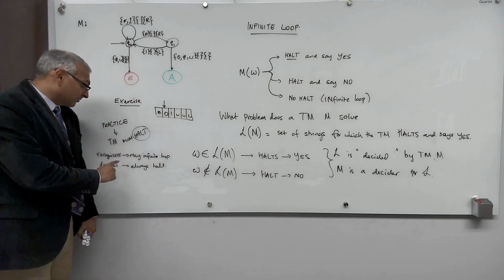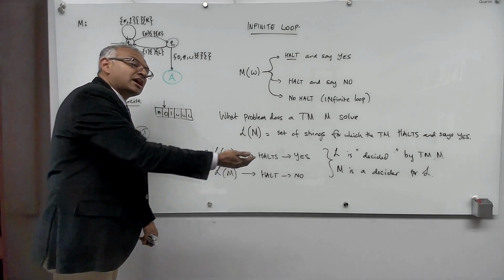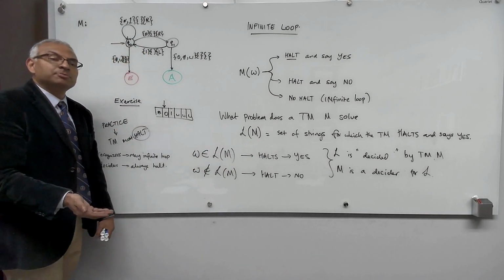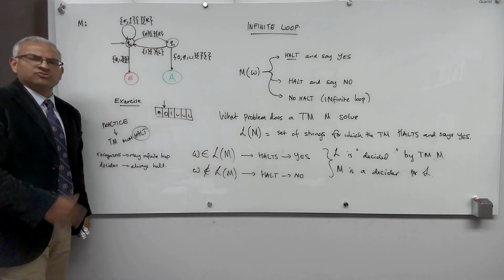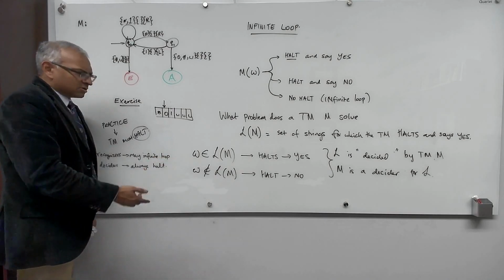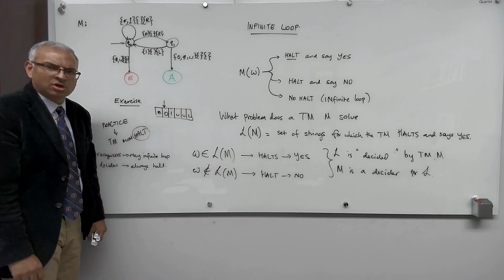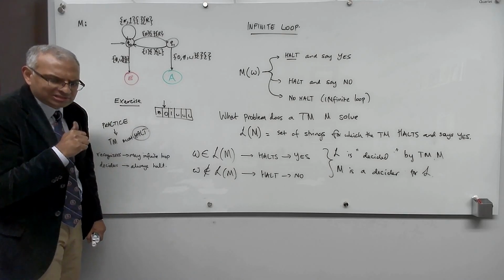But if you had a recognizer, you wouldn't be able to distinguish between an input that's just taking a long time to say yes or no, and an input that's caused it to go into an infinite loop. So it's easy for us to accept that Turing machines that can go into infinite loops are a no-no. Turing machines that must always halt, that's what we want. Those are called deciders. Okay?